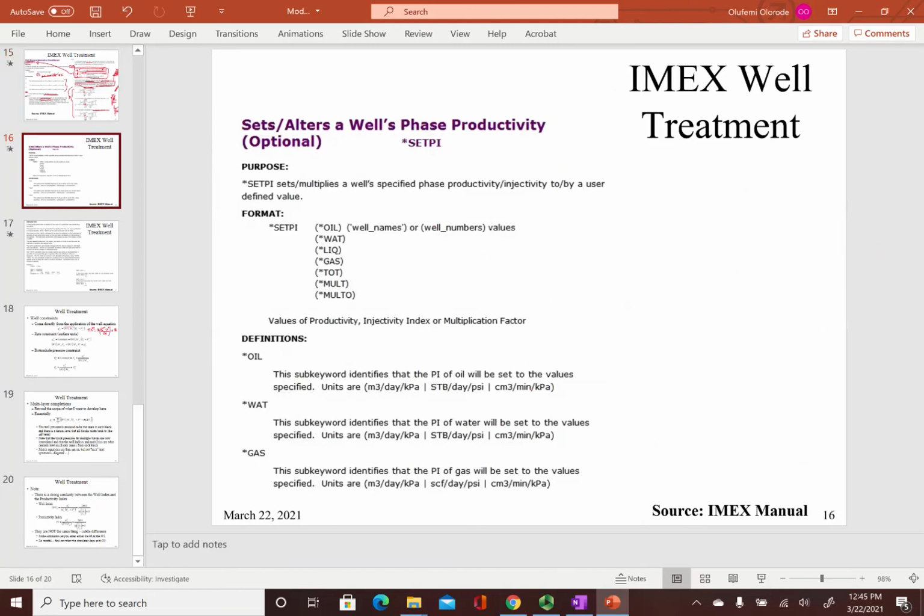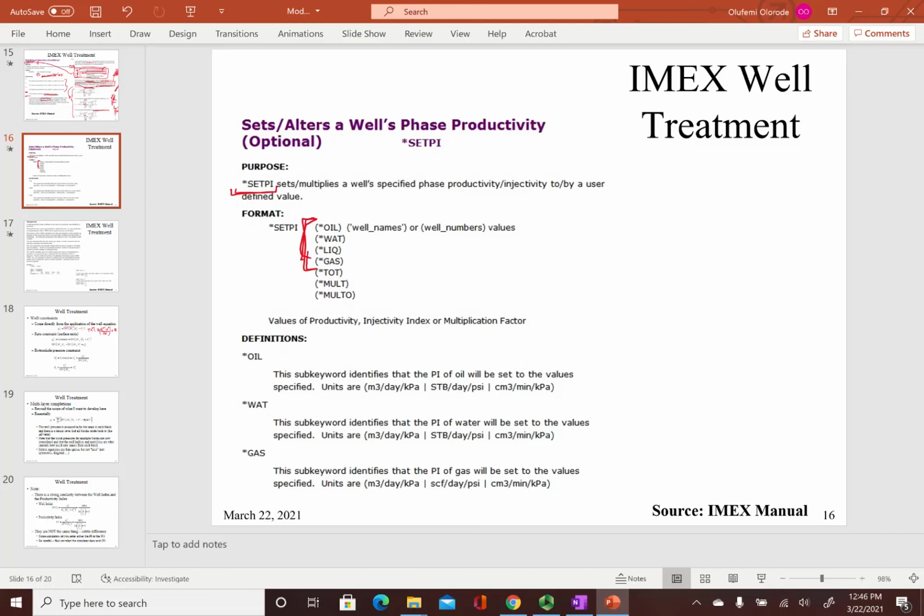In CMG, you can also set the productivity index for the well. And so the simulator will honor the productivity index you type into the data file. Why is this important? If you perform a well test and then from the well test you calculate the productivity index, you can constrain the simulator to honor that productivity index. And you can have a productivity index for all the different phases.